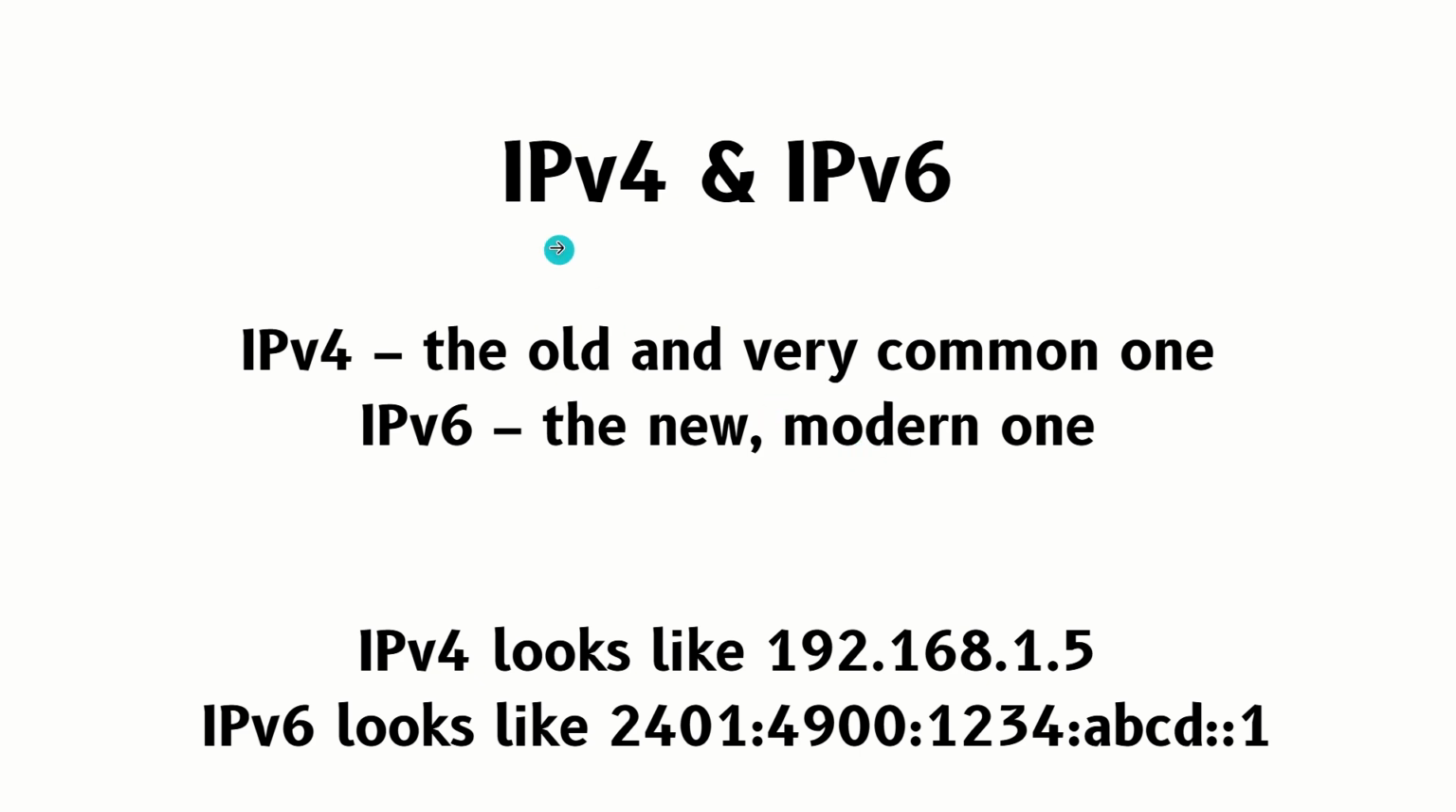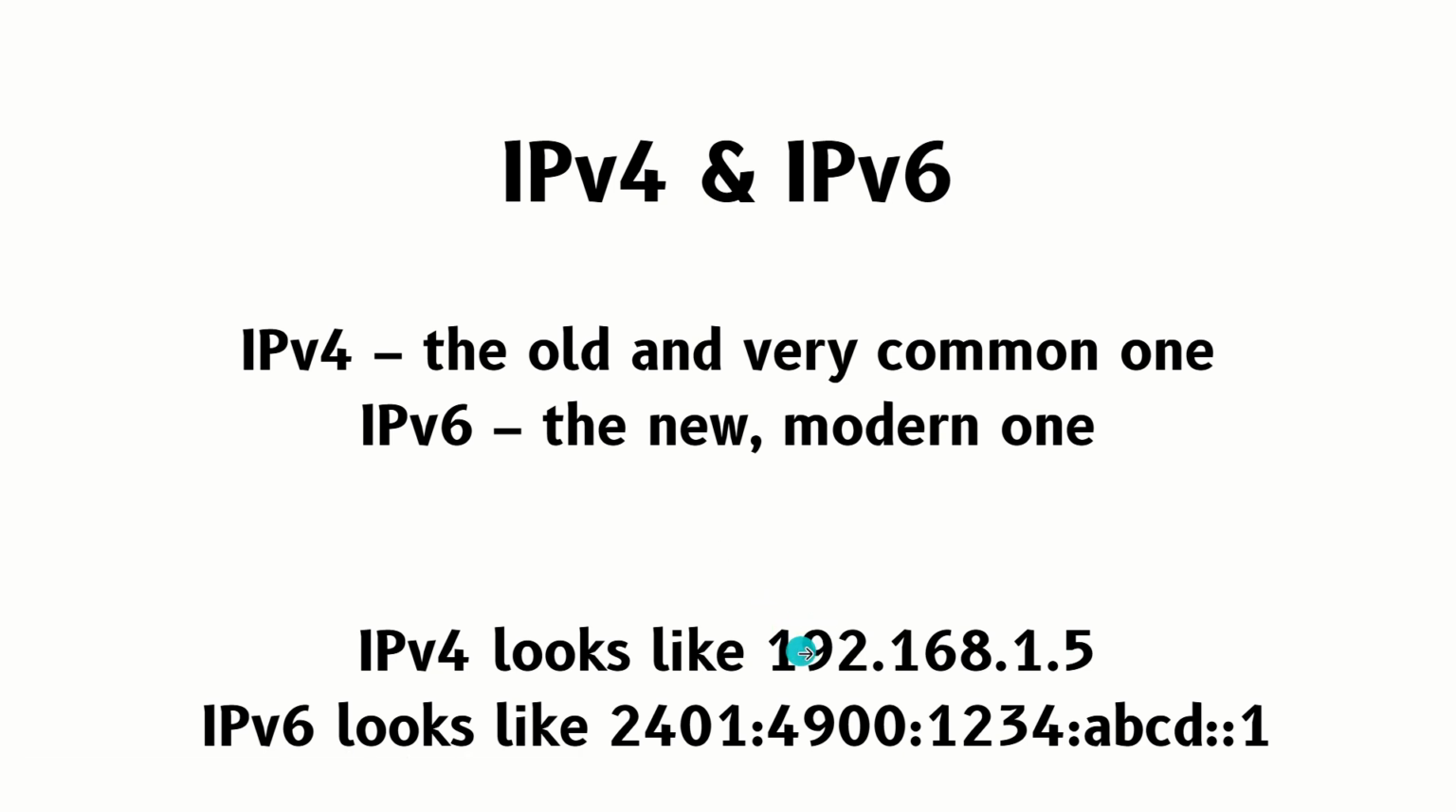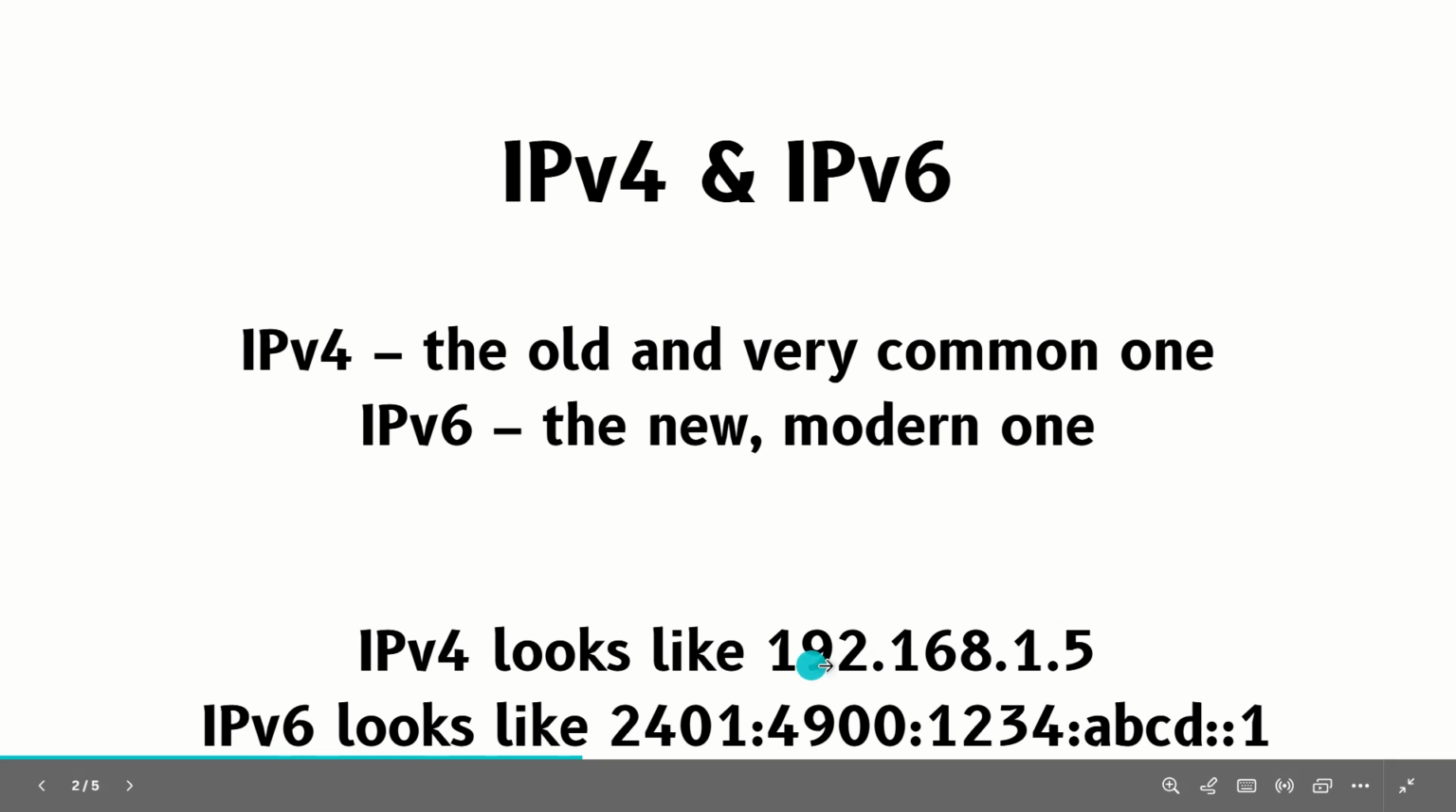We have two main families of IP, IPv4 and IPv6. IPv4 stands for Internet Protocol version 4, IPv6 stands for Internet Protocol version 6. IPv4 is the old and very common one that we all are using. IPv6 is the modern one, right? IPv4 looks like this: four blocks, four octets, 192.168.1.5, and as I've already said in a previous video, every number has a range from 0 to 255, separated by dots. But IPv6 is an alphanumeric thing. We have numbers, we have alphabets available, right?